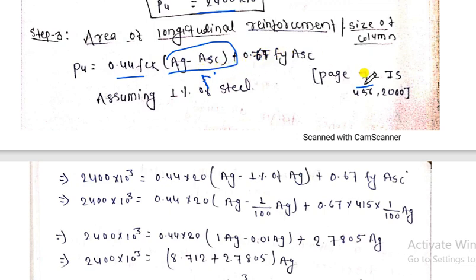You can go to IS 456, page number 71. You will find this formula. So here we assumed 1% of steel. My dear friends, I have told you that the minimum percentage of steel is 0.8 up to 4%, right? So you can assume between these two. You can assume 2.5%, right?